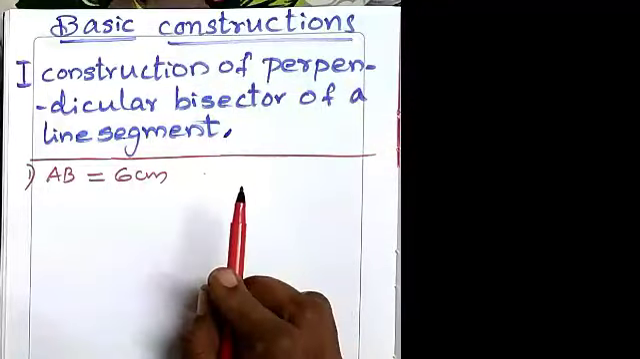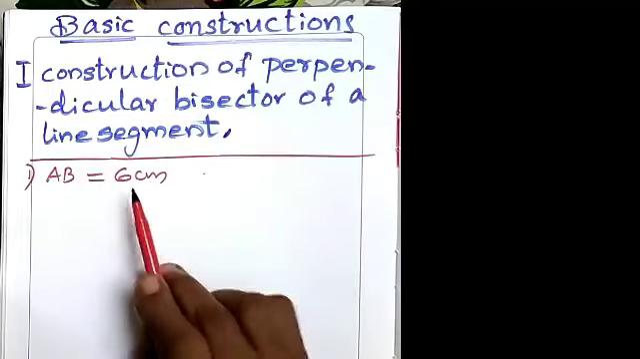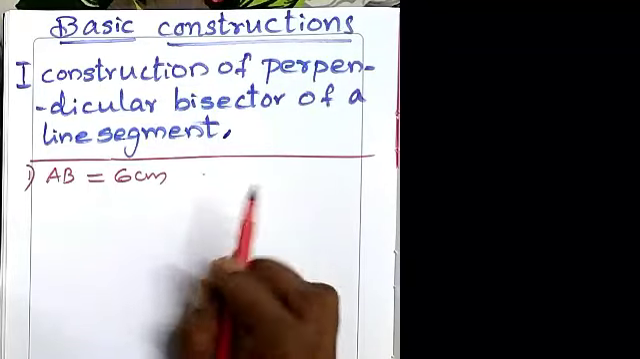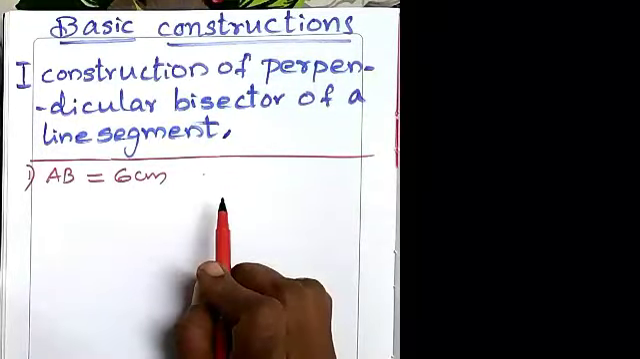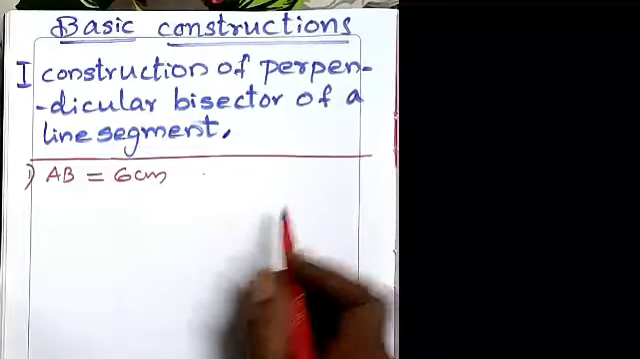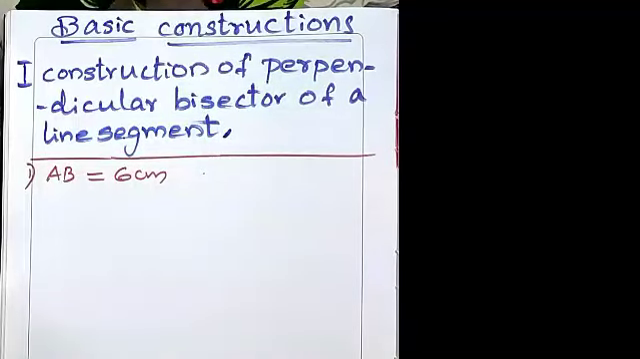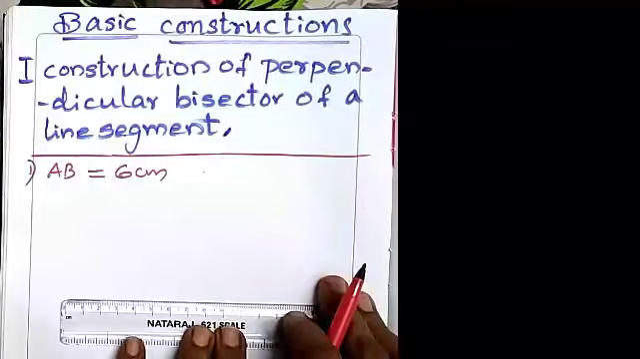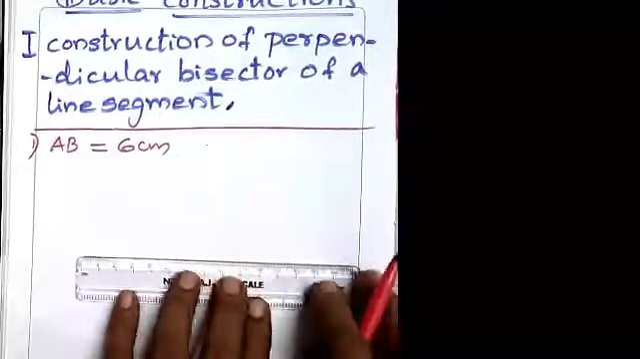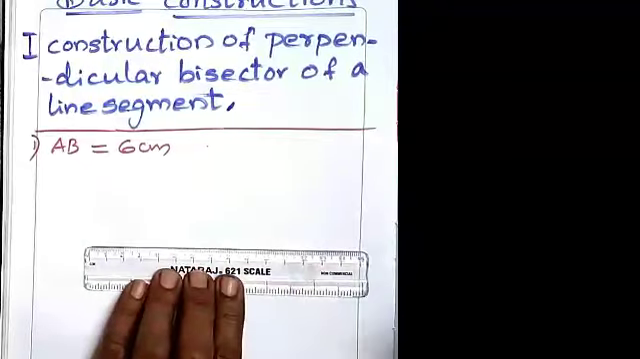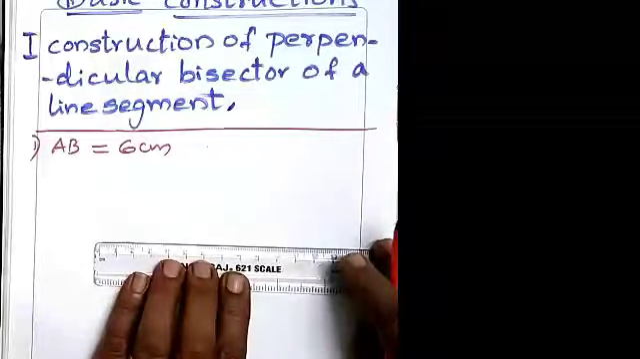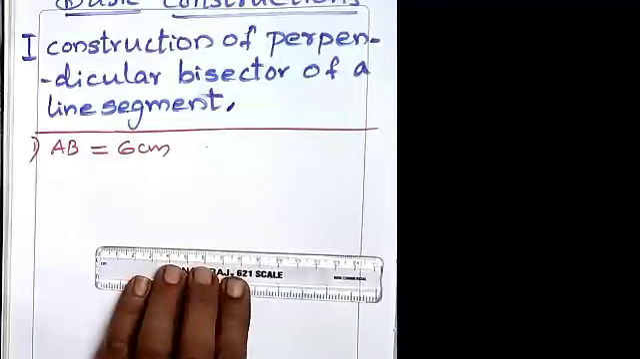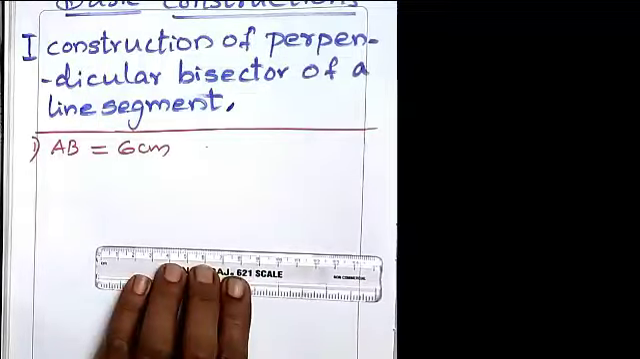Perpendicular bisector means what? Bisector means dividing the line segment into two equal parts. Perpendicular means at 90 degrees. So we need to construct the perpendicular bisector. For that, we are starting. Take the scale ruler and select the distance 6 centimeter. Draw a line segment with the length 6 centimeter. Take the correct 6 centimeter distance and also use a sharpened pencil.